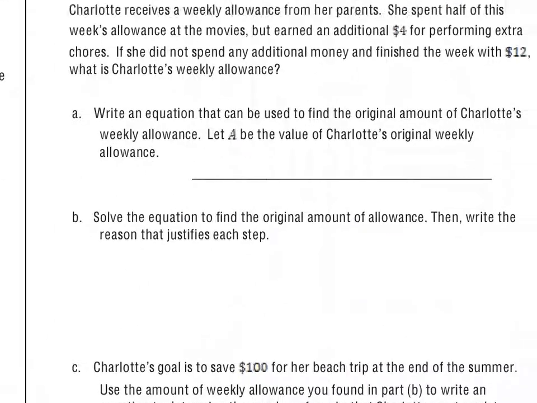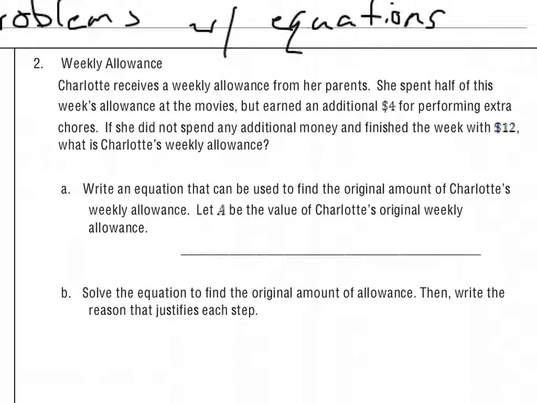As we swing to the other side, hopefully you've got a good beat on these problems. Go ahead and try it on your own before I give out any hints, and then check in with the hints to see if those jive with what your answer is. This one says Charlotte receives a weekly allowance from her parents. She spent half of this week's allowance at the movies, but earned an additional $4 for performing extra chores. If she did not spend any money and finished the week with $12, what is Charlotte's weekly allowance?